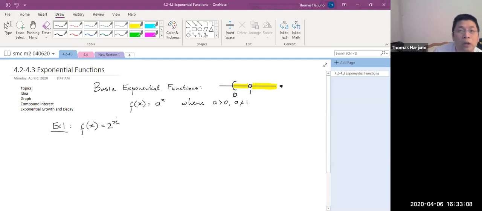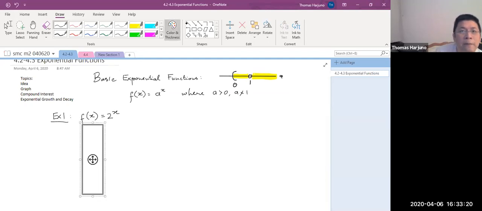Now, let's do this first for now. Let's find some special values for this 2 to the x. I would like you to compute the value of the function if x equals 0, 1, 2, -1, -2.